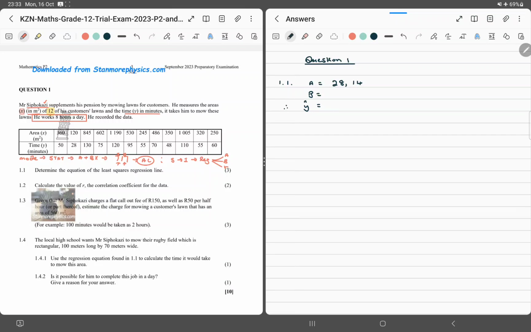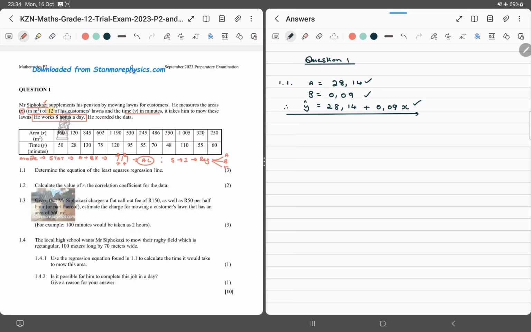Then we repeat the process for B, which becomes our gradient. So this is 0,09 to 2 decimal places. Therefore our y hat is 28,14 plus 0,09x. Okay, so that is our least squares regression line. Nice and easy. So we're getting a mark for those and for putting it together.